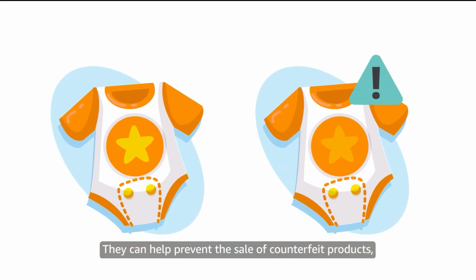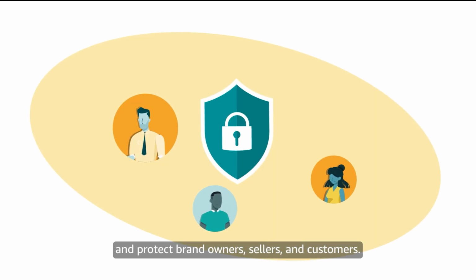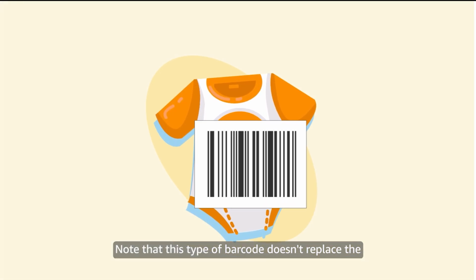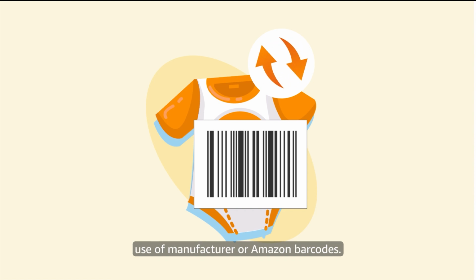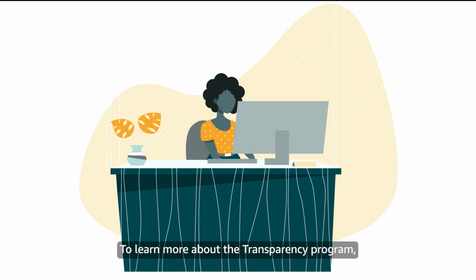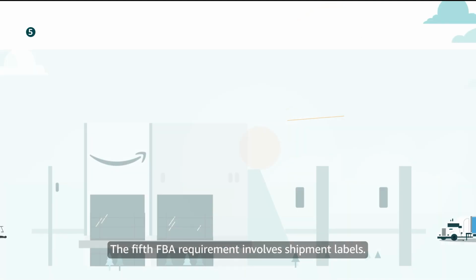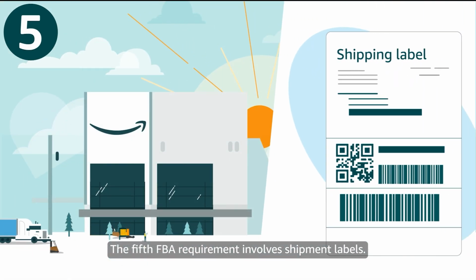They can help prevent the sale of counterfeit products and protect brand owners, sellers, and customers. Note that this type of barcode doesn't replace the use of manufacturer or Amazon barcodes. To learn more about the transparency program, go to https://brandservices.amazon.co.uk/transparency.